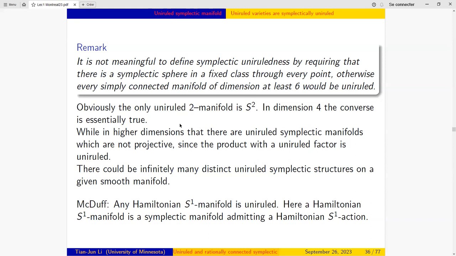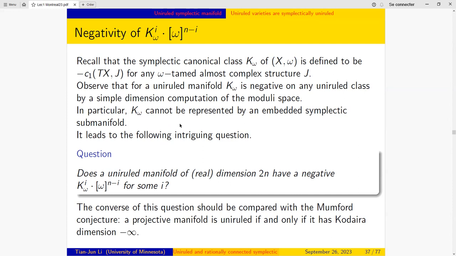Okay, here are some philosophical slides. Here I mentioned the notion of a class. Now, for uniruled manifolds, we know the canonical class is negative in some sense. It's negative on the uniruled class. You just do a dimension computation. The uniruled class is defined in terms of the dimension of the moduli space being non-negative. This is just comparing with the dimension formula in the slide. You see that the canonical class is negative on any uniruled. So particularly, the canonical class cannot be represented by a symplectic submanifold.